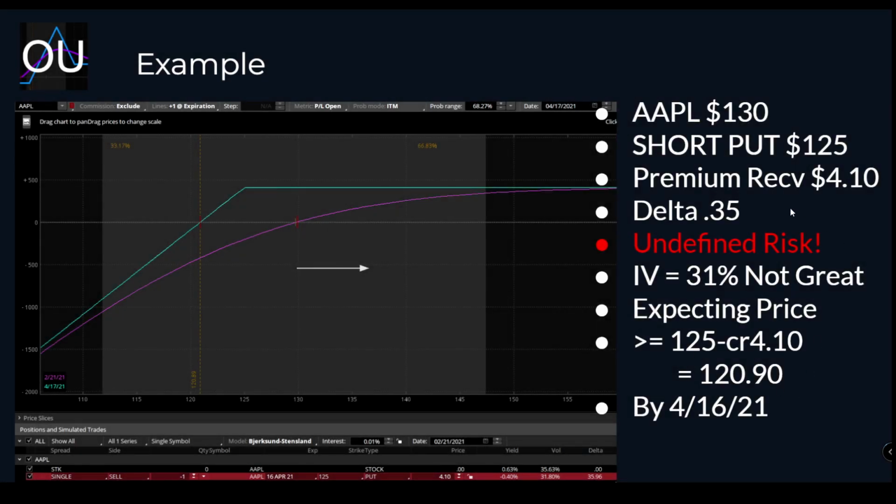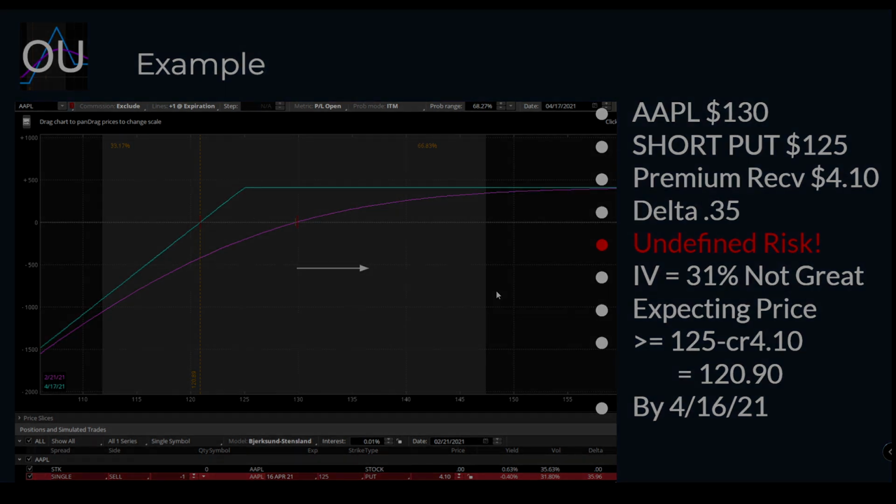So let's look at an example of the short put. Apple's trading at 130. We sell a short put at 125 for April 16th, about 30 days in the future. We collect $4.10. It's got a delta of 0.35, so it's positive delta. We want the stock to move up in relation to the price. And we have undefined risk, meaning unlimited losses to the downside, and we're expecting the price to be at least 125 minus the credit, which is 120, by expiration.